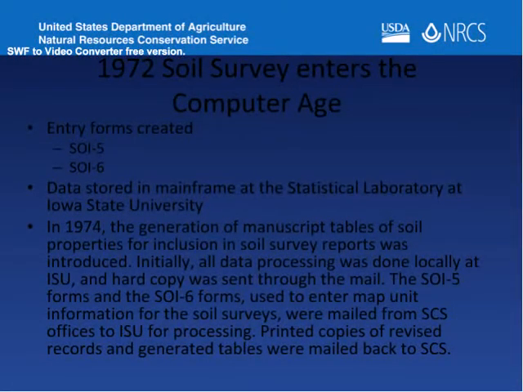Initially, all the data processing was done locally at ISU, and we sent hard copies back and forth between the offices and the Iowa State lab. The Soils 5 forms and the Soils 6 forms were used to enter the series information and the map unit information. And what we did was we created those forms, we mailed them over to Iowa State University. They input them into the mainframe.